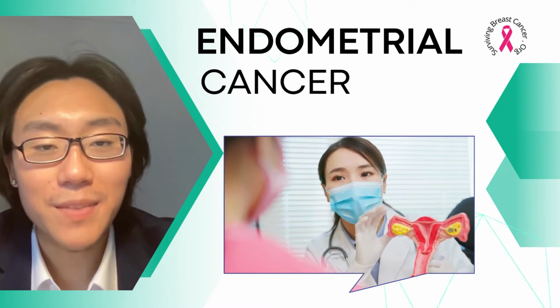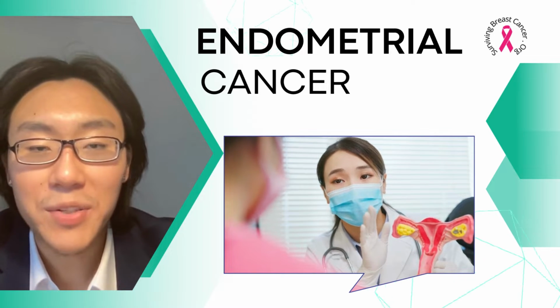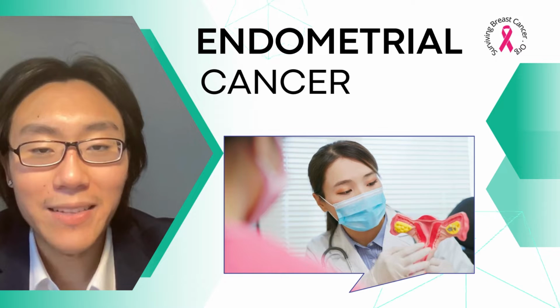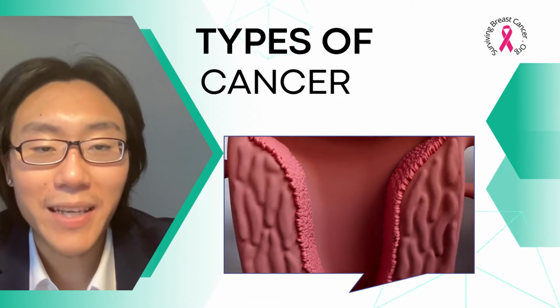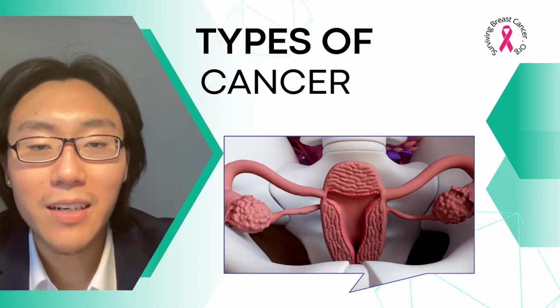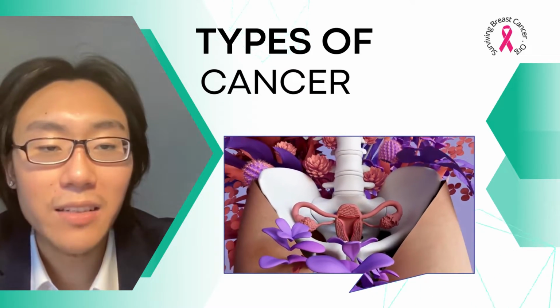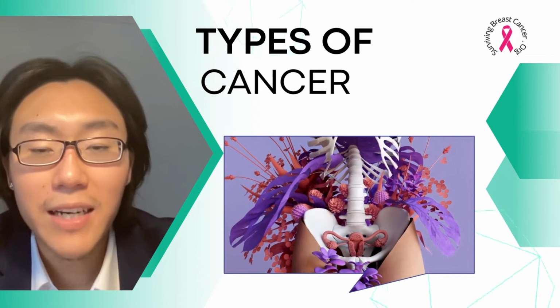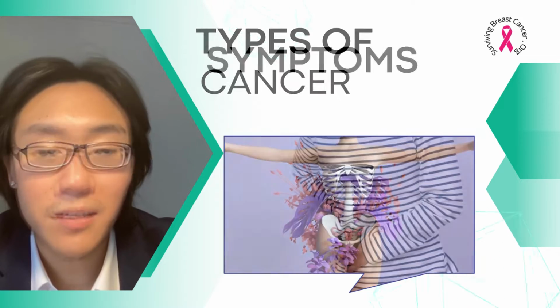Endometrial cancer develops in the lining of the uterus, which is called the endometrium. It is one of the most common cancers of the female reproductive system. There are two types of endometrial cancer: type 1, which occurs around or after menopause and is often linked to excessive estrogen exposure, and type 2, which occurs in older women and is not linked to estrogen exposure.